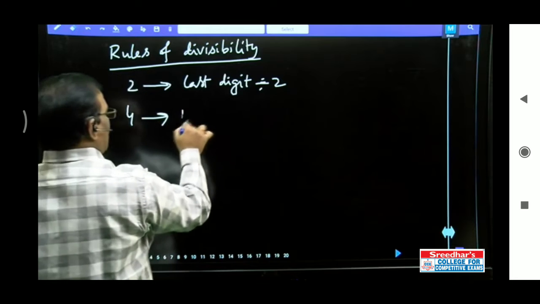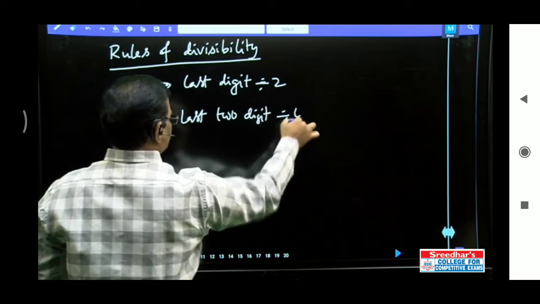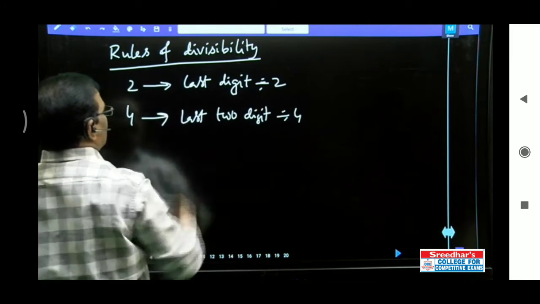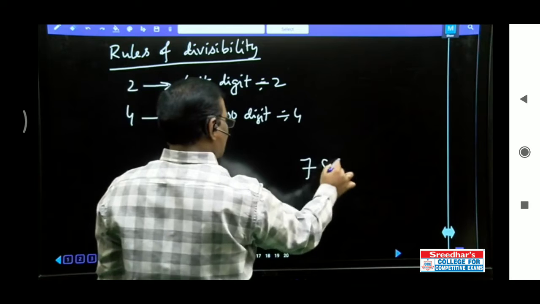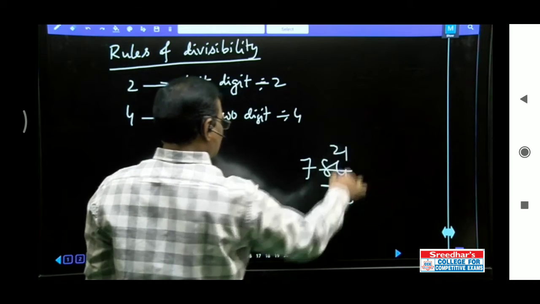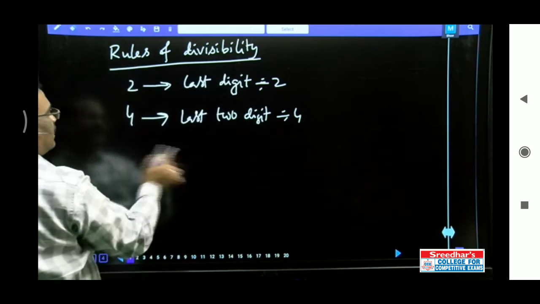Divisibility condition for 4. If the last two digits of a number are divisible by 4, then that number is exactly divisible by 4. For the last digit to be divisible by 2, the units place digit should be divisible by 2. For 4, take the units and tens digits, for example 74. If the last two digits of a number are divisible by 4, then it is divisible by 4.